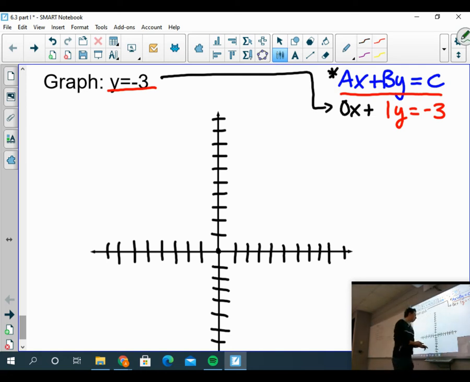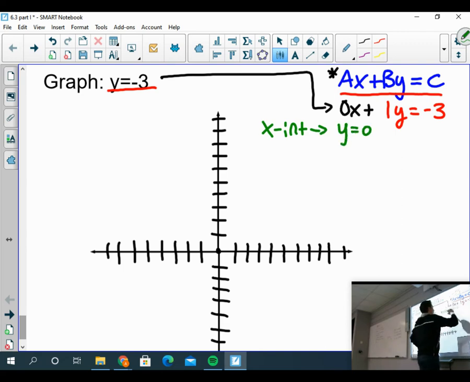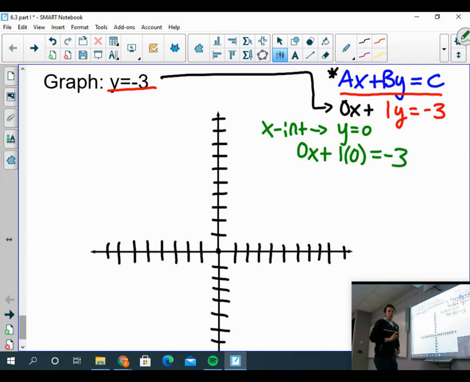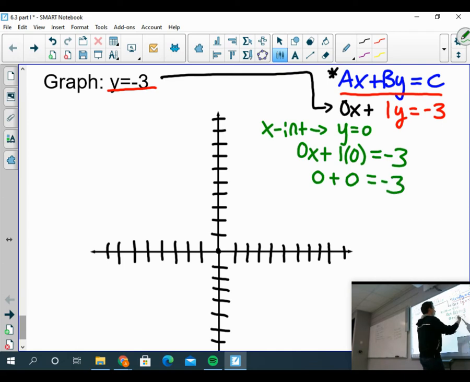So how are we going to graph this? Well, we'll still graph it the same way. We're going to try and find our x and y intercepts. To find that x-intercept, we're going to set y equal to 0. So I get 0x plus 1 times 0 equals negative 3. And if you look at this really quick, you're going to see we run into a problem. 0 times anything is 0, so I end up with 0 plus 0 equals negative 3. That's not a true math statement. That's not mathematically correct.